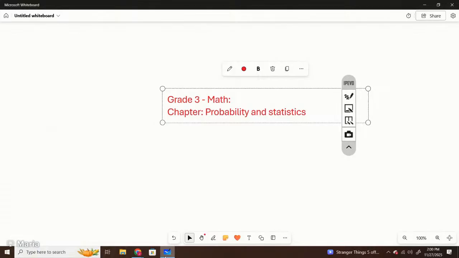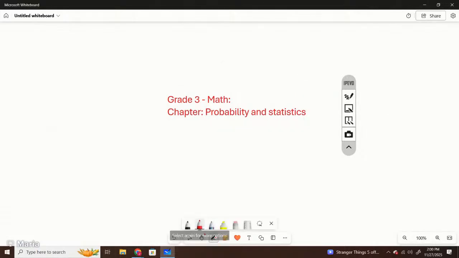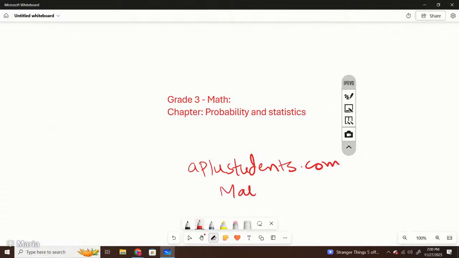You can find all the lessons on eplustudents.com. You have to log in using your email address and password as provided by the administrator. Then you have to select math from the subject tab, scroll down to grade 3 math and then click on view. Click on view all lessons.